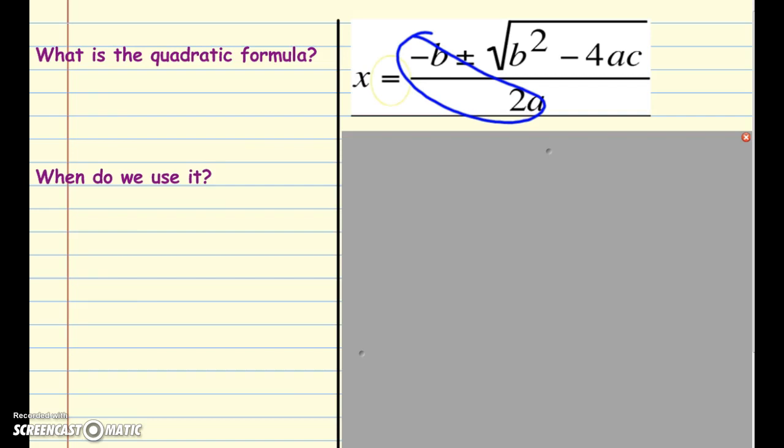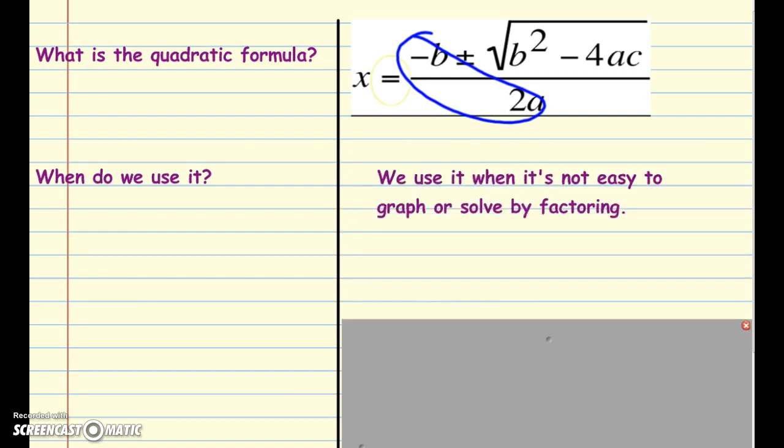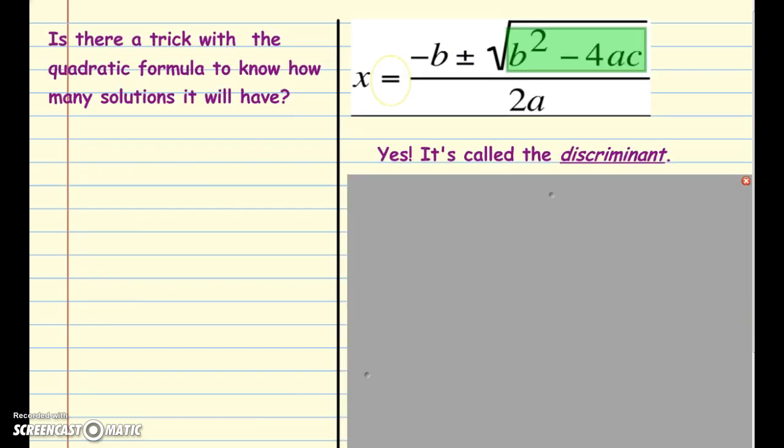So when are we going to use the quadratic formula? That's when it's not easy to solve by graphing or by factoring. We're going to take numbers from that original quadratic equation and just plug them in and get our answer. So the first thing to consider is, is there a trick with the quadratic formula to know how many solutions we have? And that answer is yes.